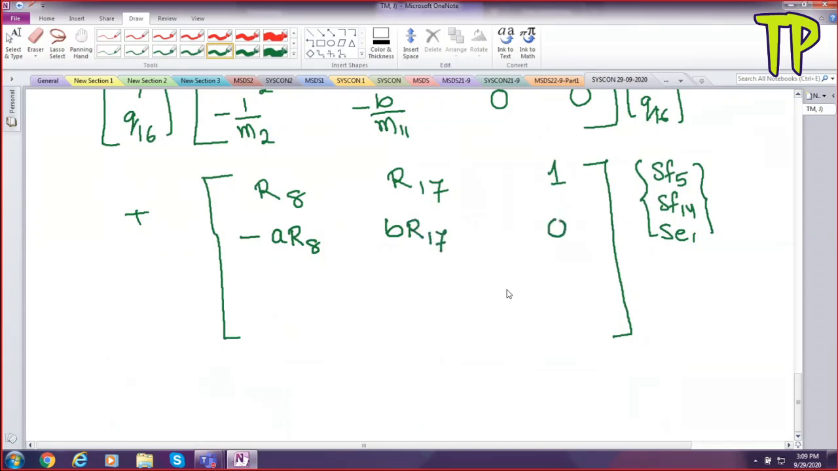SE1 is absent. So this column is also filled up. So we have filled up the second row.